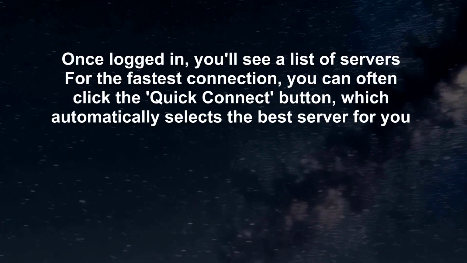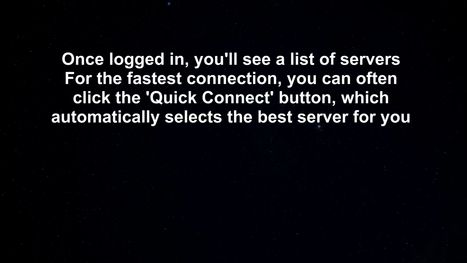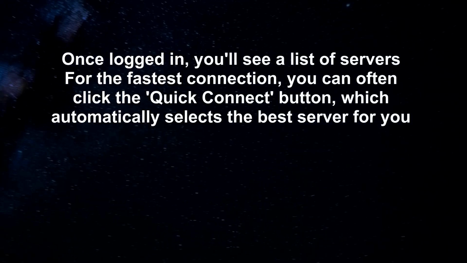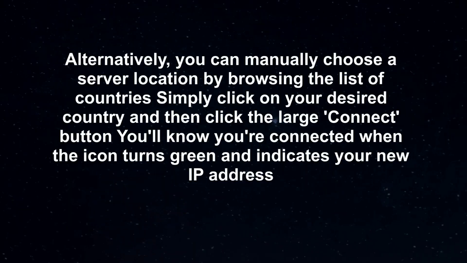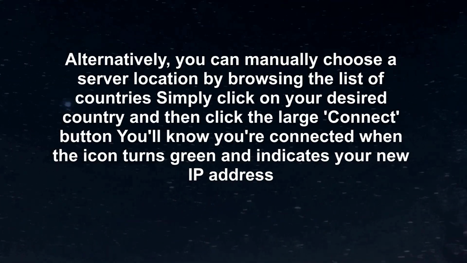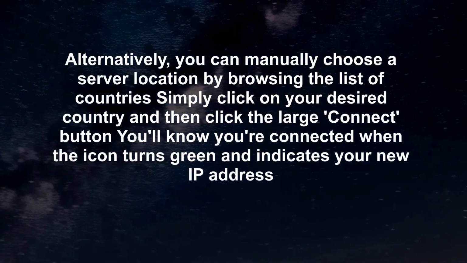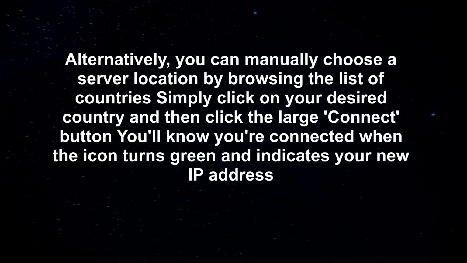Once logged in, you'll see a list of servers for the fastest connection. You can often click the Quick Connect button, which automatically selects the best server for you. Alternatively, you can manually choose a server location by browsing the list of countries. Simply click on your desired country and then click the large Connect button. You'll know you're connected when the icon turns green and indicates your new IP address.